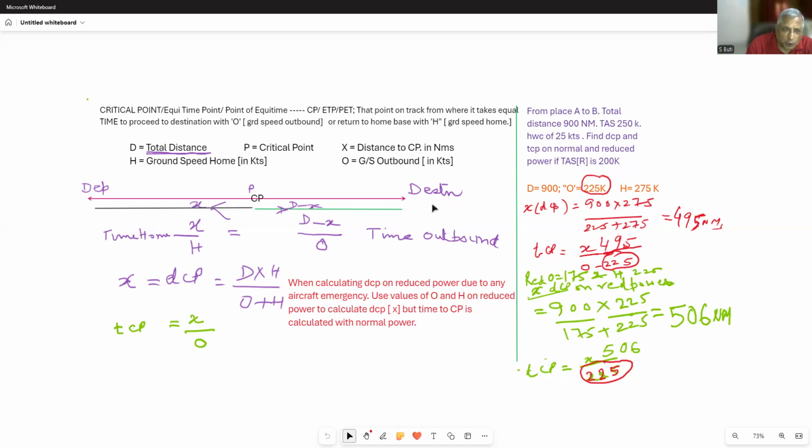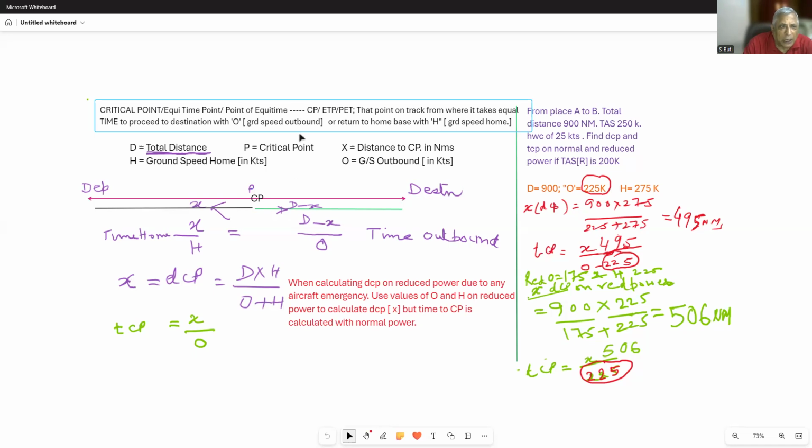Okay, London to New York. It's all ocean, Atlantic. What do I do? I either return to London or continue to New York. I'm stuck halfway through. And if I have no suitable diversion for my aeroplane, that point from where it takes equal time to home or to continue to destination is called critical point, equitime point, ETP, or point of equitime.